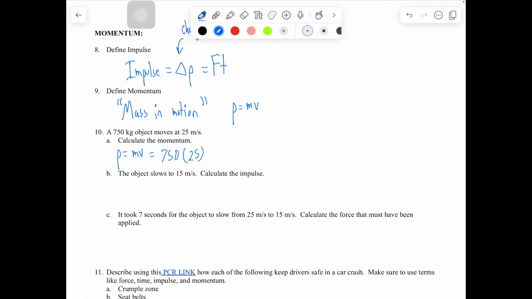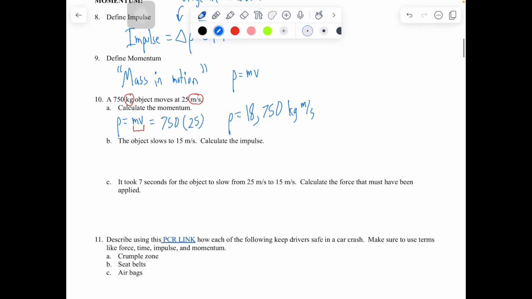If we multiply these together, and I'm just going to do this on my little calculator off to the side here, 750 times 25, we get, for momentum, 18,750. Now, what should our units be? Well, all we're doing is multiplying mass times velocity, so our units should do the same. Take units of mass, multiply them by units of velocity, and we have our units of momentum. Momentum is measured in kilogram meters per second.